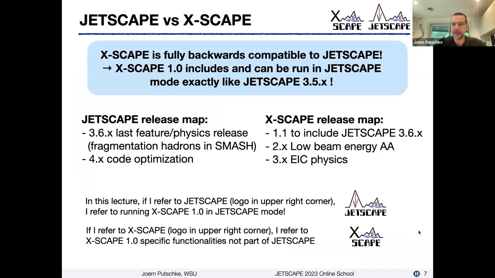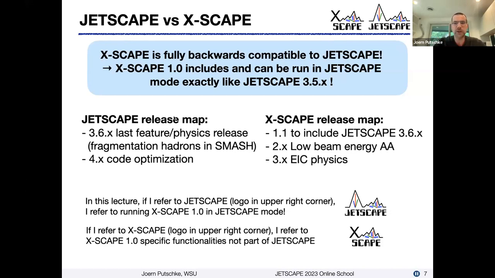Before I make a break here, you see that I have a little pause button on the lower right corner to see if there are questions. I want to point out what is the difference between the JETSCAPE and the XSCAPE framework, or if you go to one or the other on the GitHub repository and download it. XSCAPE is fully backwards compatible to JETSCAPE. That means that XSCAPE 1.0, as you download it from the GitHub, includes and can be run exactly as JETSCAPE 3.5.x. Let's say that you can use a JETSCAPE mode in the XSCAPE framework. And I'll try to clarify what that means. So why is this important?